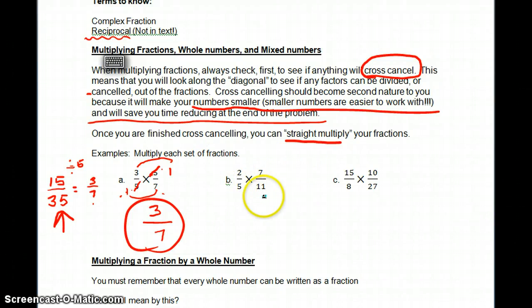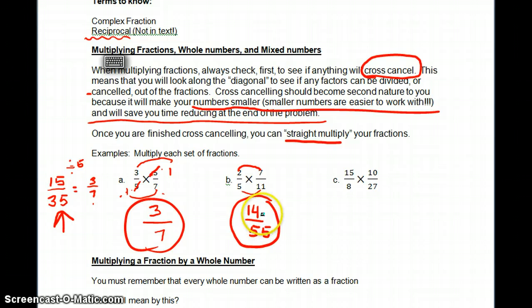In letter B, let's check for cross canceling. Is there anything that we can cancel out of both 5 and 7 when we look on that diagonal? And the answer there is no. How about the 2 and the 11? And the answer there is also no. Since we cannot cross cancel, we're just going to straight multiply. So 2 times 7 is 14, and 5 times 11 is 55. Now the last step there is to check to see if anything can be reduced out, and nothing can.